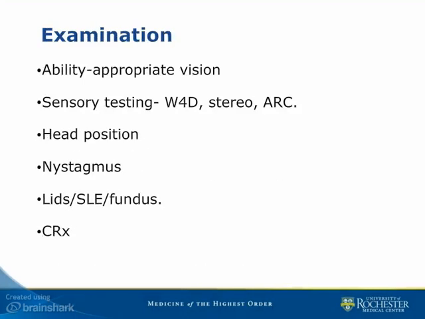A few areas of the examination bear special attention. An age-appropriate vision is important to see if there's any sign of amblyopia or sensory causes of this strabismus. Sensory testing with the Worth 4-dot, stereo, and looking for anomalous retinal correspondence in older patients is important as well. Looking at any head position, nystagmus with null points. Looking at the lids, the slant, and the fundus are important, looking again for sensory causes of strabismus. And then a good cycloplegic refraction to see if there's any accommodative component to strabismus is also important.